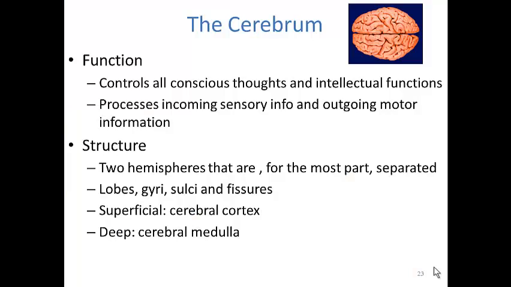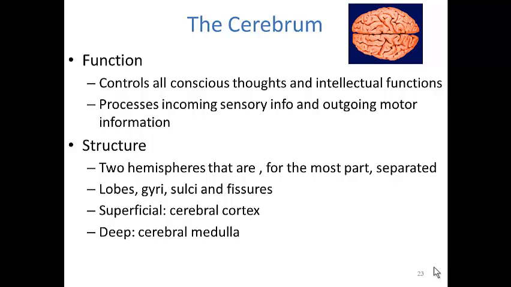All right, now we're moving on to the cerebrum. The function of the cerebrum is rather complicated, as you can imagine. It controls all of our conscious thoughts and our intellectual functions. It's involved with things like our ability to make judgments and our imagination. But then it's involved with things like controlling our muscles and perceiving sensory information.